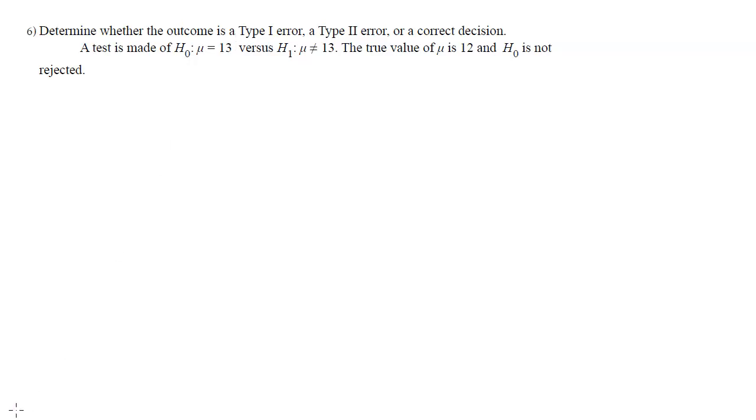Let's do 6 and 7 in one video. They're closely related. So 6, determine whether the outcome is a type 1 error, type 2 error, or a correct decision. Okay, let's talk about type 1, type 2, correct decision.